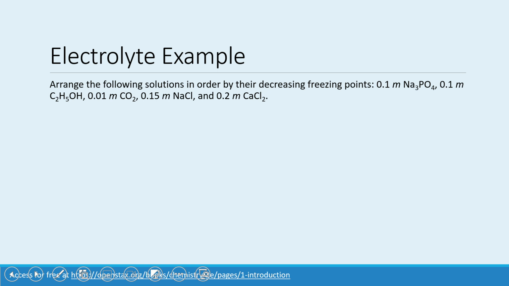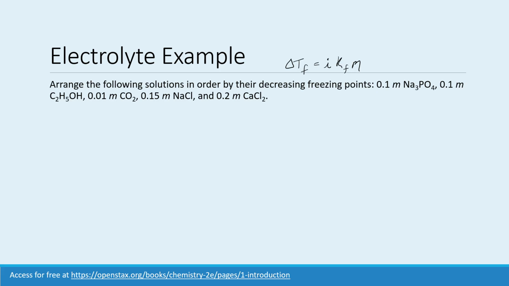So in this first example, we are asked to arrange the solutions in order of their decreasing freezing points. Now remember, freezing point depression is going to be equal to the Van't Hoff factor, which we've been assuming was 1 up until this point, times the constant, your Kf, and times the concentration, the molal, of your solutes. So based on this equation, the larger your concentration is, the more that your freezing point is going to drop.